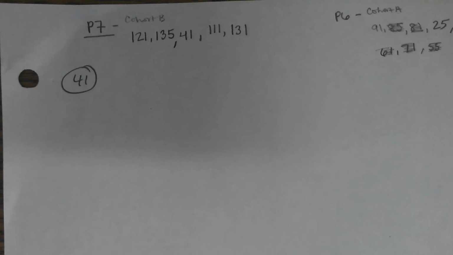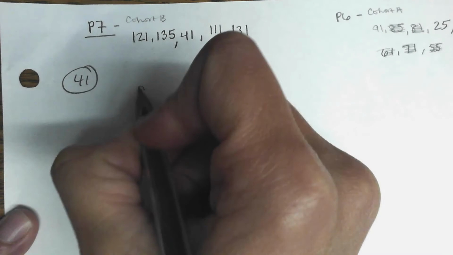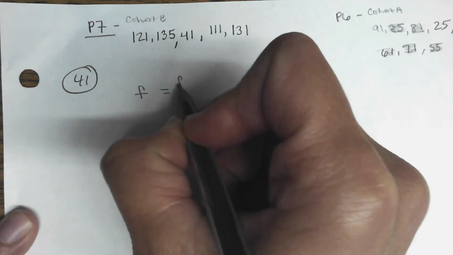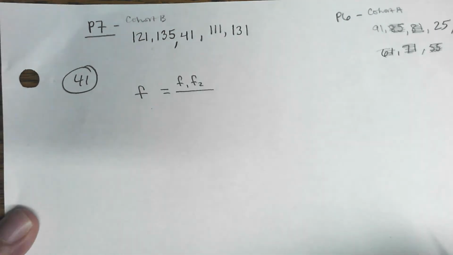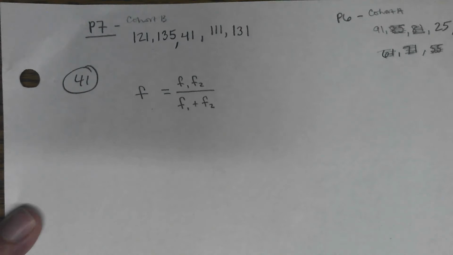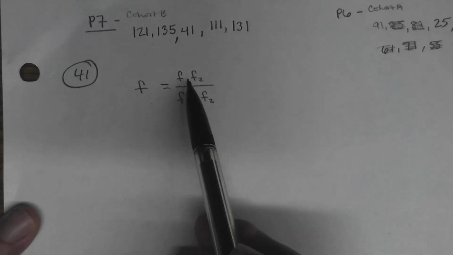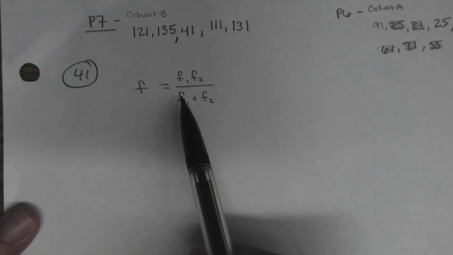Which the directions said to solve each formula for the specified variable. So that's f equals f sub 1, f sub 2 over f sub 1 plus f sub 2. This is always a tough problem for you guys. F sub 1, the reason it's tough to solve for is because it's in two different places.